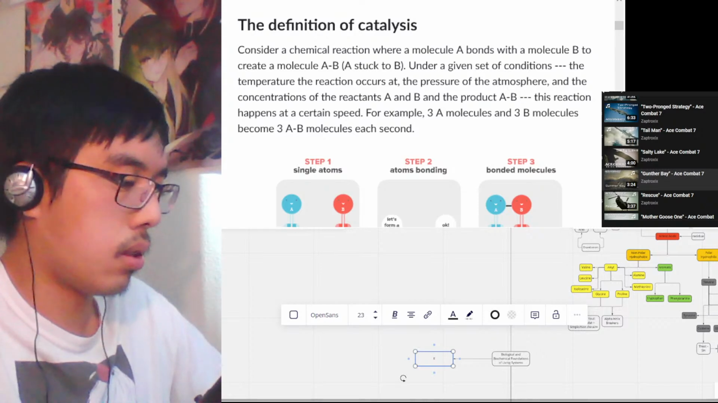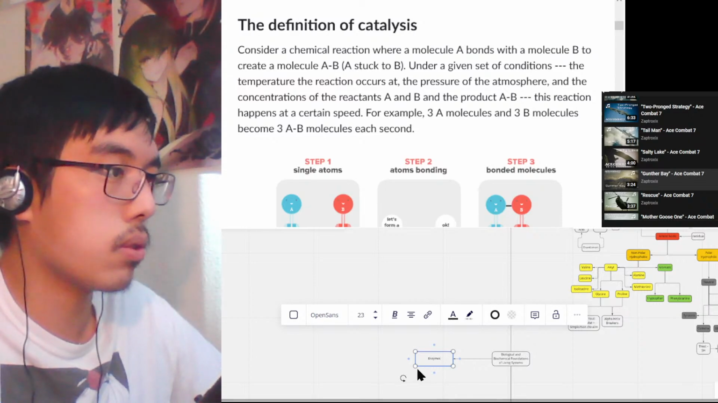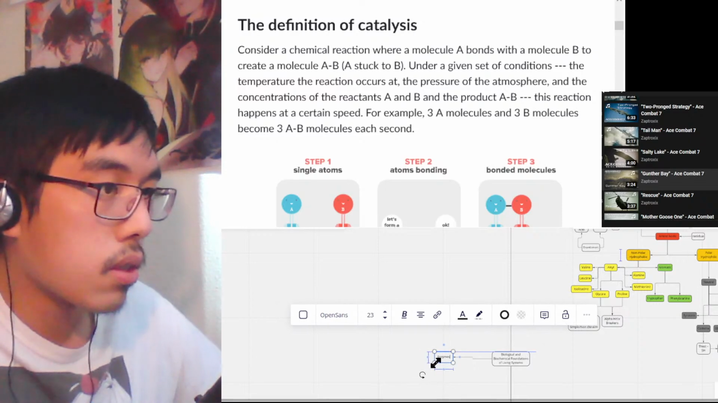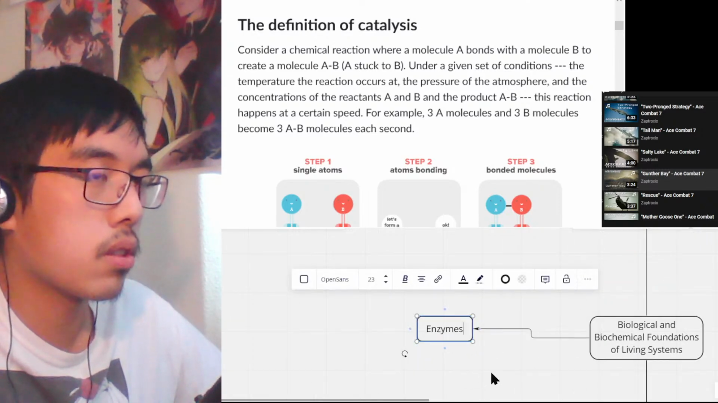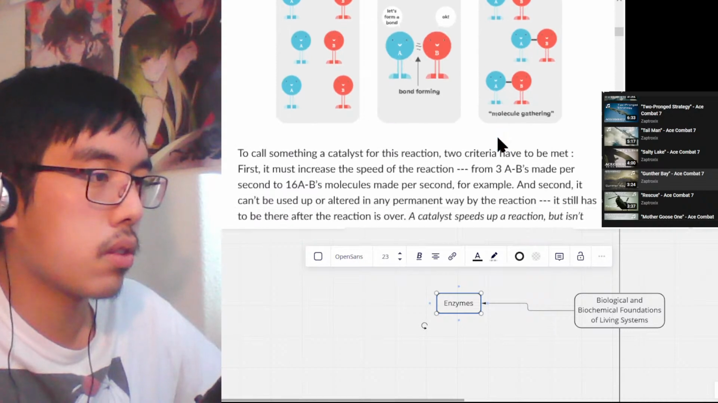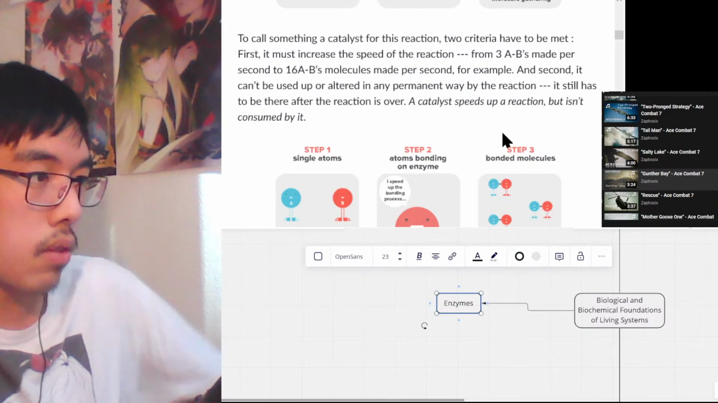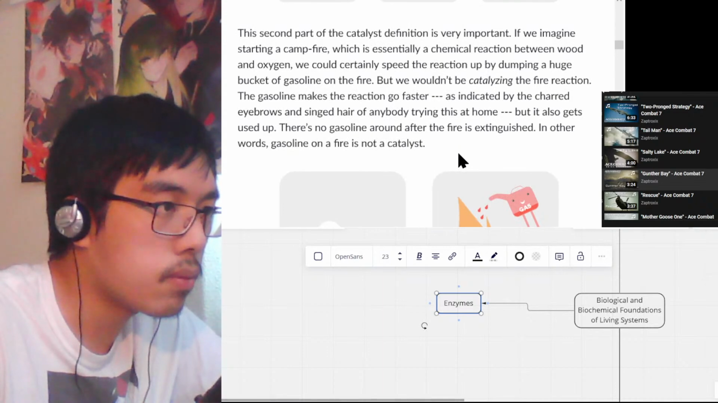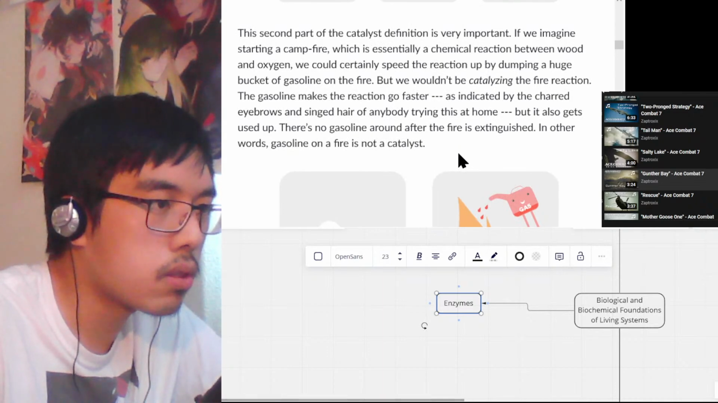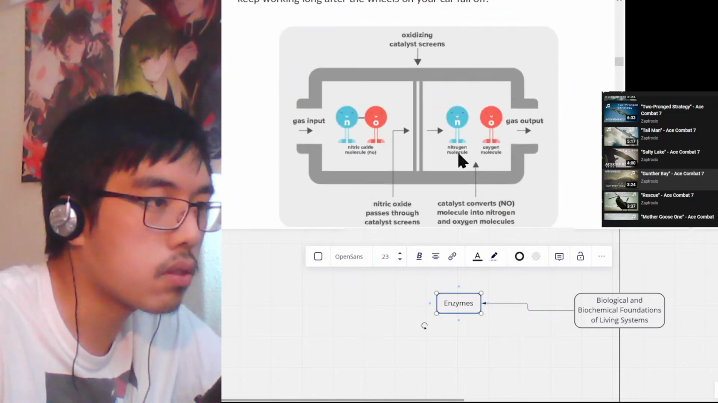So let's start here. All right, enzymes, with the substrates and the stuff. Let's go. Definition of catalysis. Two criteria have to be met. You have to increase the speed, blah, blah, blah. It's not consumed. Yep. Catalyst. Catalyzing.